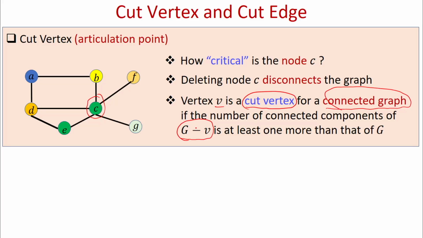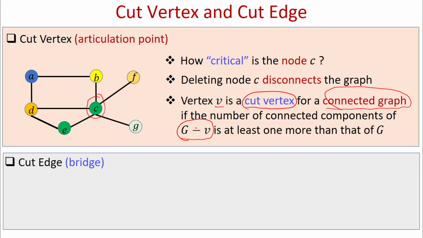That is possible only if my graph G minus V becomes disconnected, because I started with a connected graph. If even after deleting the vertex V my new graph still has only one connected component, namely it is still connected, that means the vertex V is not a cut vertex. That means deleting the vertex V does not disconnect the graph.